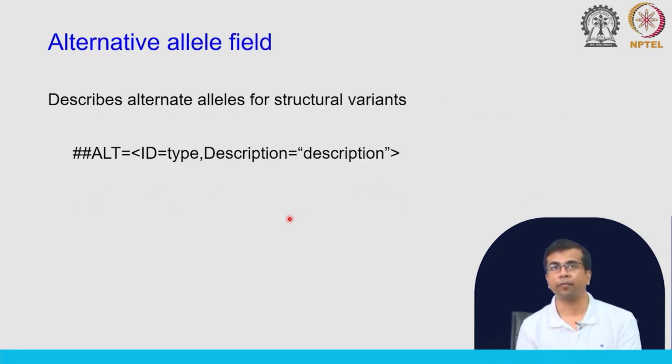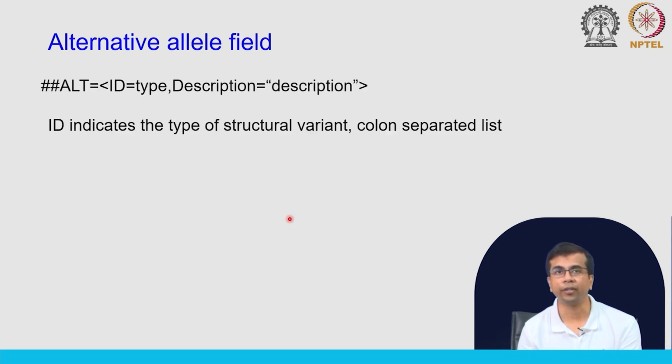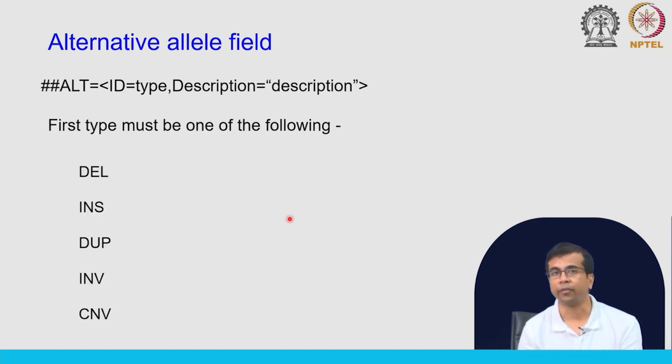Okay. So, then you also have the alternative allele field. This describes alternative alleles for structural variants, this is especially used. So, ALT ID equals to type and description. Now, for SVs this ID will indicate the type of structural variant that you are looking at, and this is often a colon separated list, but the first type must be one of the following: DEL for deletion, INS for insertion, DUP for duplication, INV for inversion, CNV for copy number variation. You have also different subtypes and also can define more complex SVs, but we are not going into detail. There are specific ways to do that with the VCF file.